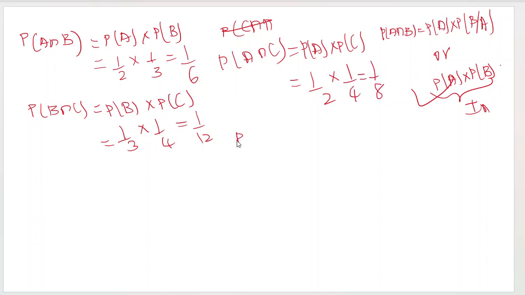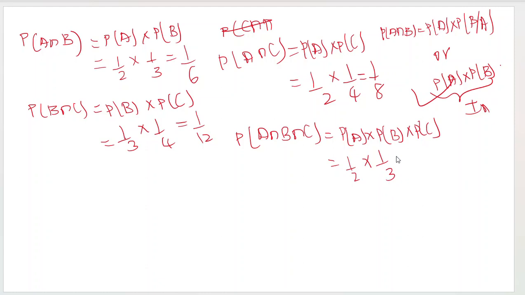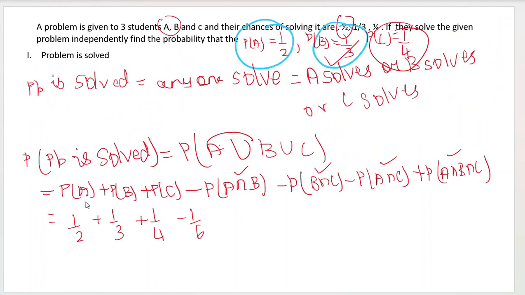And the last we do it as P of A intersection B intersection C. Using the same idea, we get it as P of A into P of B into P of C. P of A is 1 by 2, P of B is 1 by 3, P of C is 1 by 4. We get it as 1 upon, 2 into 3 is 6, 6 into 4 is 24. So we insert all these values. P of A intersection B is 1 by 6, A intersection C is 1 by 8. This we found as 1 by 24.